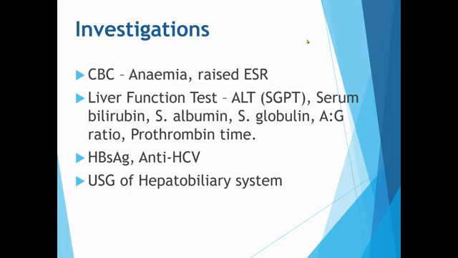Then you go for liver function test. You will find that the alanine aminotransferase is high, serum bilirubin is elevated, serum albumin is low, because we know the albumin is produced by the liver in our body. A diseased liver cannot produce albumin, so albumin level will be low, and albumin globulin ratio will be altered. Normally in our body, albumin is more and globulin is less, but in cirrhosis of liver, you will find that the ratio is altered. Globulin is more and albumin is less.